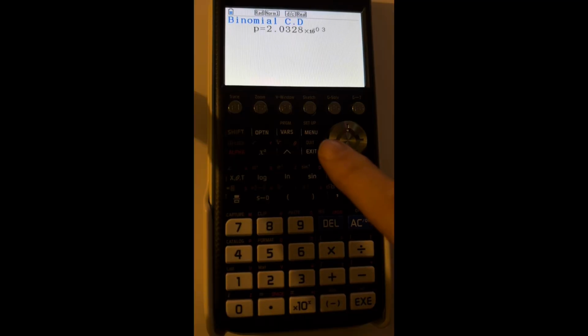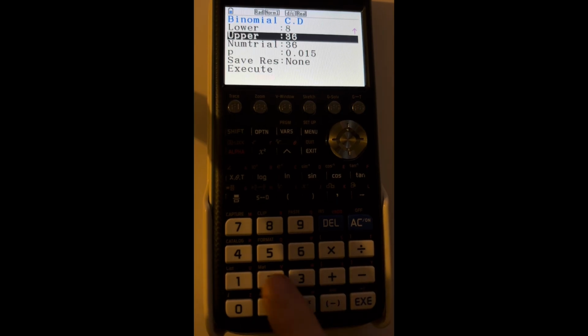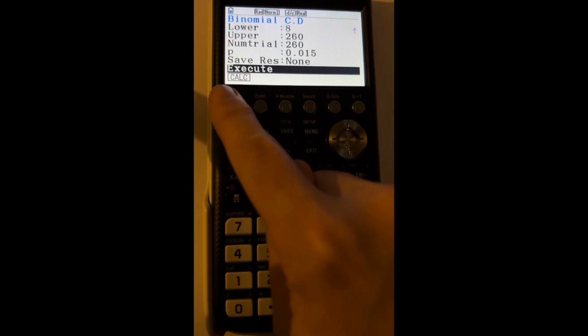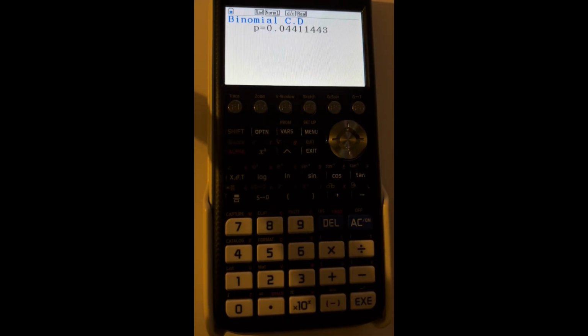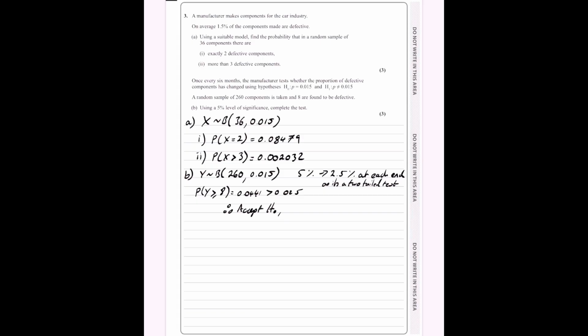Then the probability of y being greater than or equal to 8. Set my lower as 8, set my upper as 260. Of course, there's 260 trials now, so I'll change that. The probability of success is still the same. And so it's 0.0441. Now that's important because it is greater than the threshold we were looking at, 0.025. Therefore, we will accept the null hypothesis. There is not sufficient evidence to suggest that the proportion has changed.